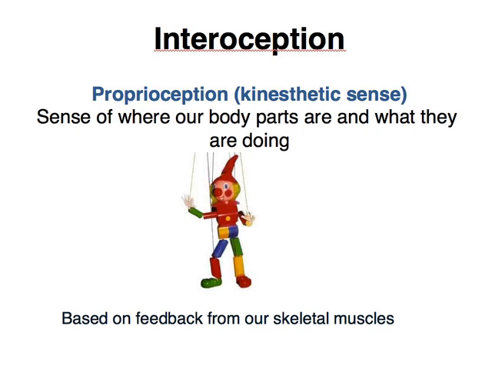So the first one we mentioned was proprioception, sometimes known as the kinesthetic sense, which is a sense of where our body parts are and what they're doing. We had the example in class where I moved somebody's hand around into various different locations, and after having done that, she was able to say where her hand was relative to her body. And what we know is that this is based on feedback from our skeletal muscles.